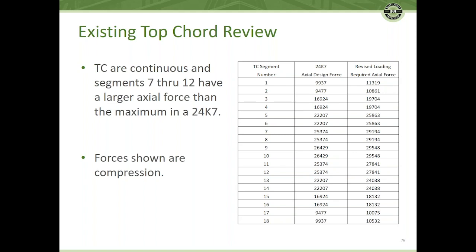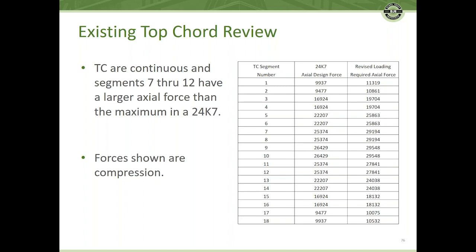So if we look at that maximum force, let's say top chord section 9, the original force was 26,429, and the new force with the new loads is 29,548.